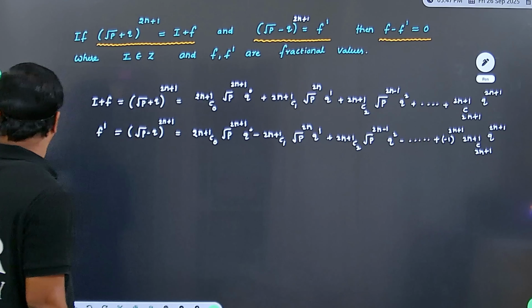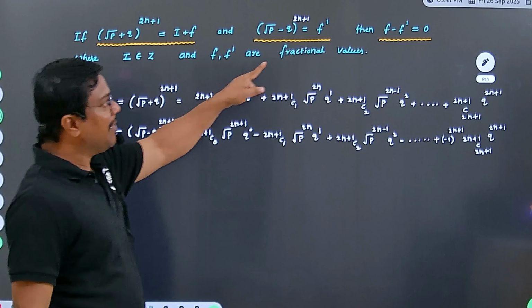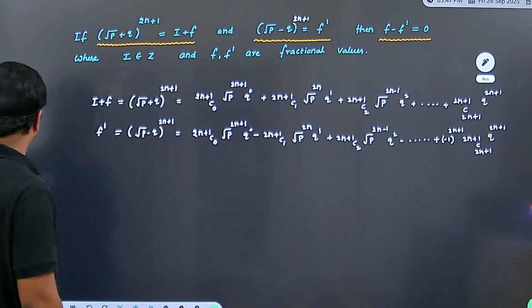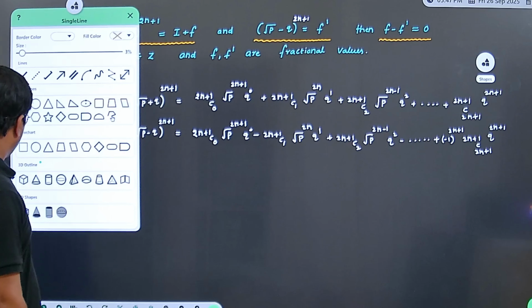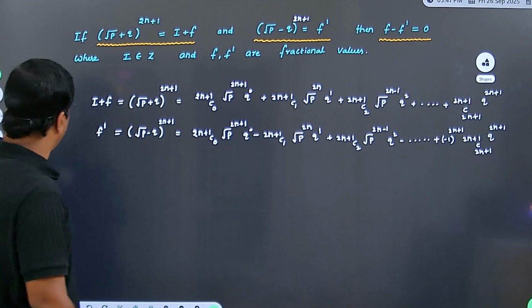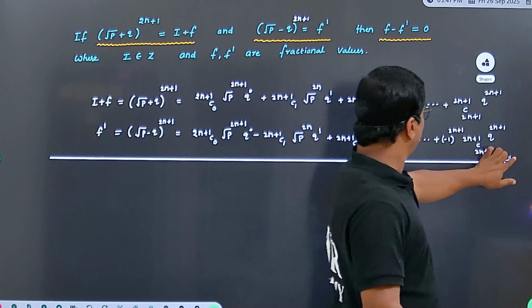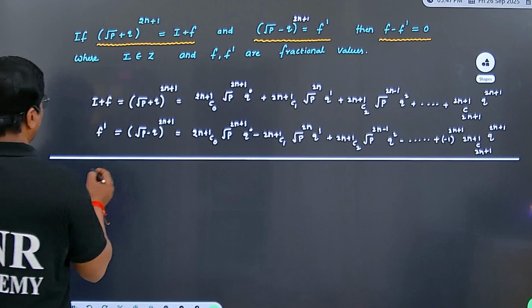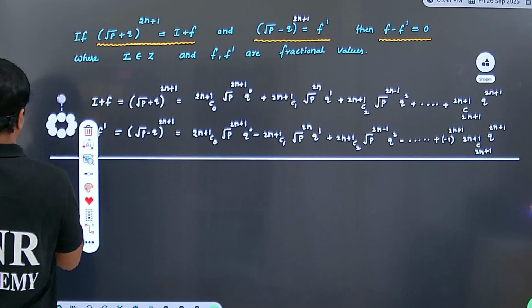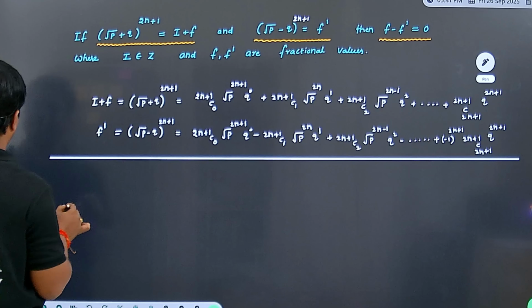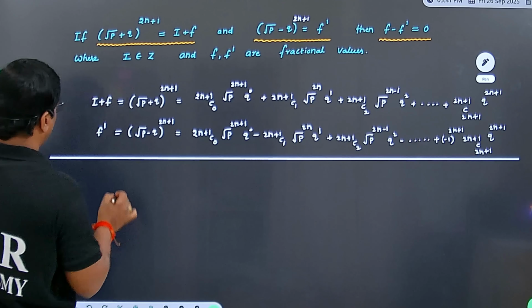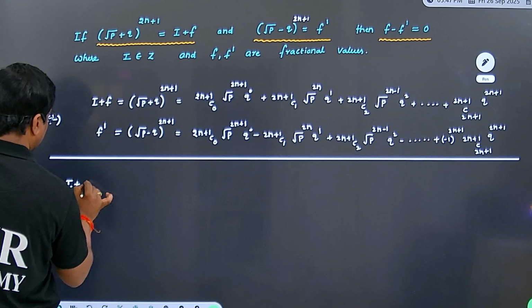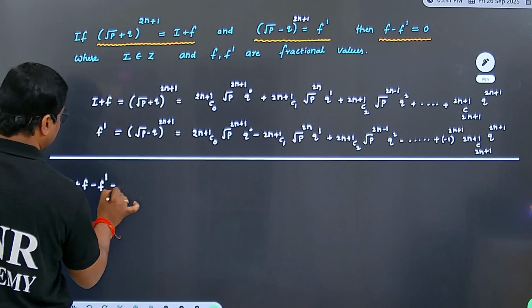Now to find the difference between f and f dash, the difference is our aim, so subtracting these two results, what we get, observe. Yes, now we are going to subtract this. On subtraction what we get, I plus f minus f dash.